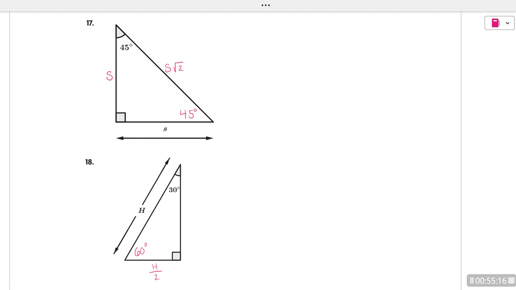So H over 2 or 1/2 H. And this is going to be square root 3 over 2 times H. We're going to take that half of H and then multiply it by square root 3. I think I said square root 2, but square root 3 over 2 times H.